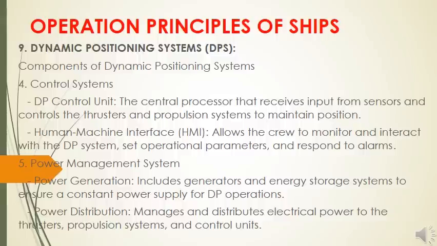The fifth is the power management system, such as power generation and power distribution. For power generation, it includes generators and energy storage systems to ensure a constant power supply for DP operations. And for power distribution, it manages and distributes electrical power to the thrusters, propulsion systems, and control units.